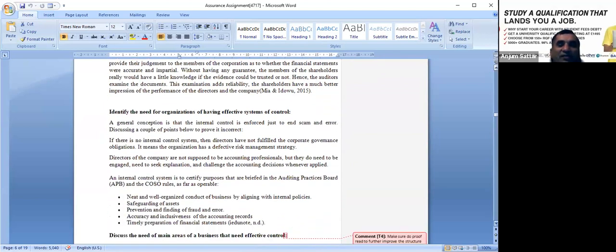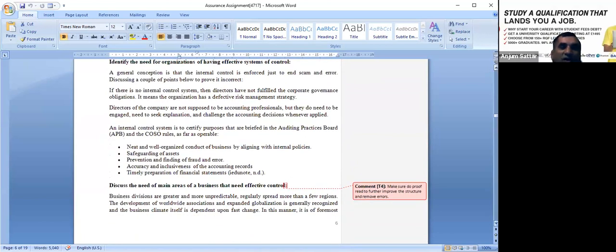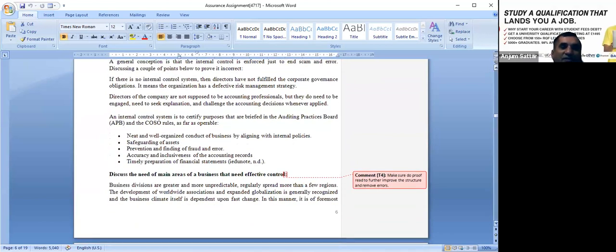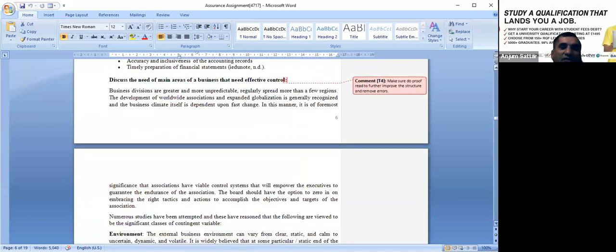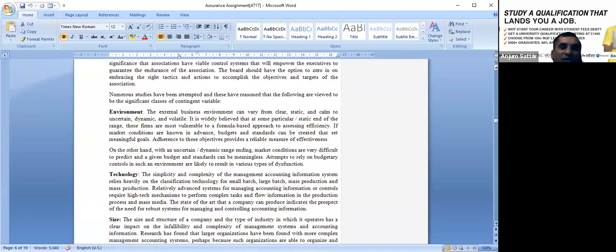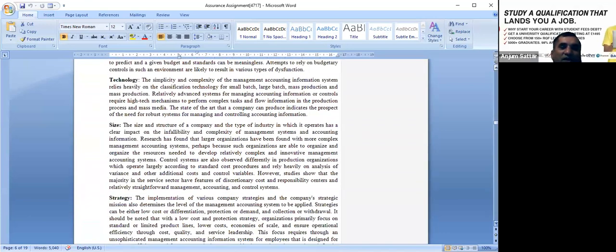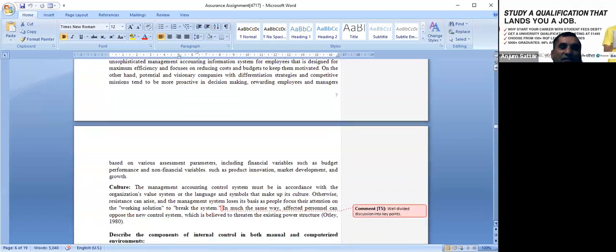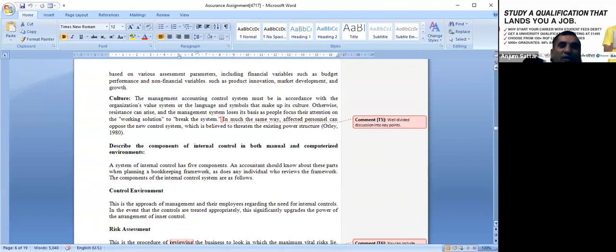Anybody who has any interest in the business is a stakeholder. Identify effective systems. Yes, so we've been discussing the environment, technology, size, and strategies. Those need to be properly designed. That will help create the proper environment.